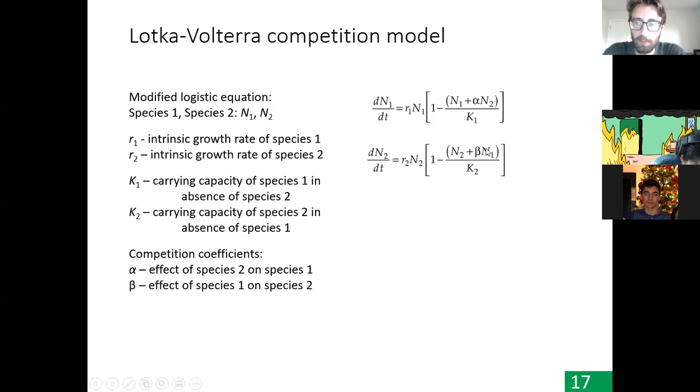And then the same thing for species 2, we're adding this term beta N1, which is kind of the same thing. Beta is the effect of species 1 on species 2, and N1 is the population size of species 1. So yeah, it's like logistic growth, except it's also including a modification of the growth rate based on the abundance of the competitor and how strong competition is with that competitor.